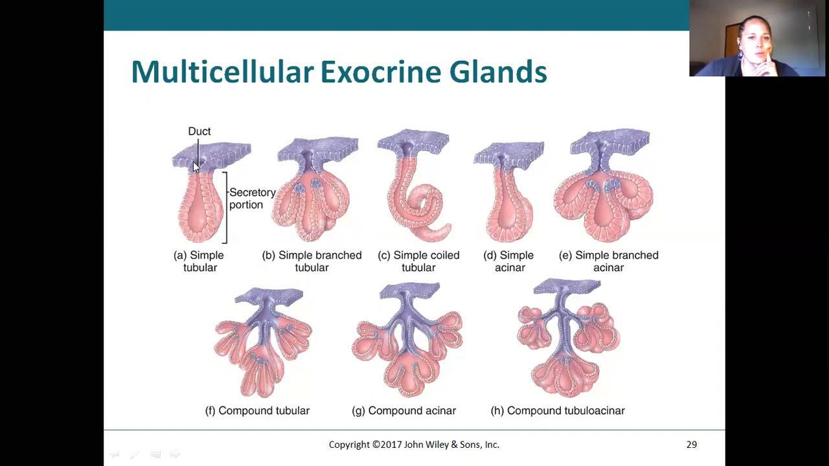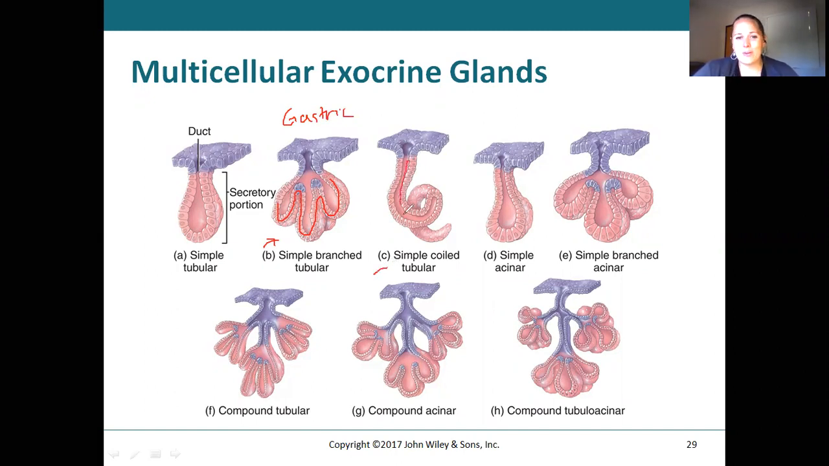So the simple tubular gland here, you can see, has a single bulb structure at the secretory portion. An example of that would be glands in the large intestine. Here you can see simple branched tubular. There are multiple branches located here. It's not just one single bulb that falls down. An example of that would be the gastric glands. Gastric, maybe I should be writing this up here. Gastric, okay. And then next you've got simple coiled tubular.